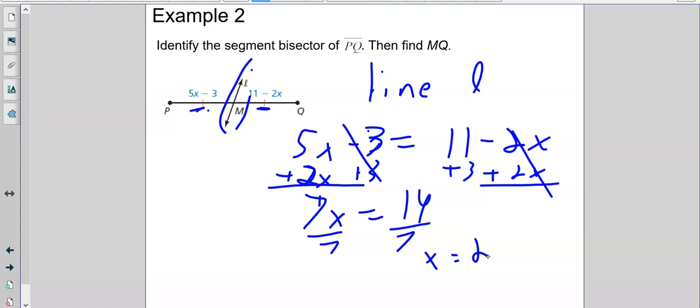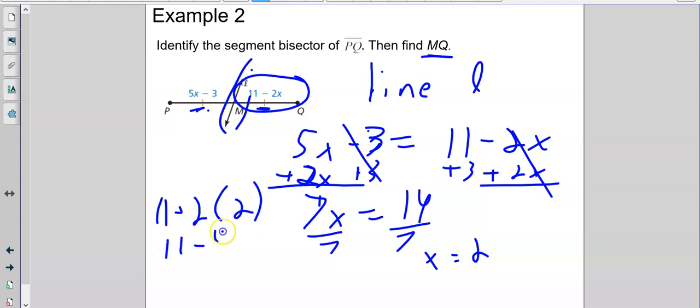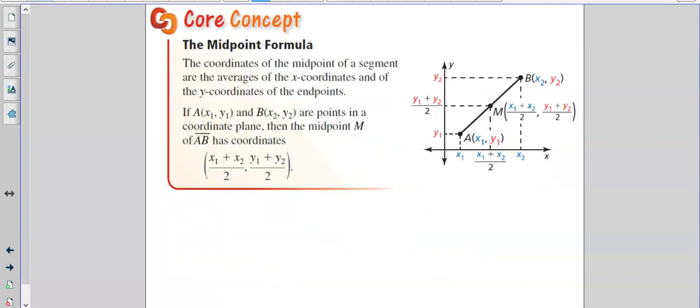Now, once I know x is 2, remember, it's asking me to find MQ, which is this piece right here. Really doesn't matter where I plug it in, but I'm going to plug it into that one. So 11 minus 2x, which we found out was 2. So that's 11 minus 4, which is 7. So MQ is 7. And again, if I would have plugged it in here, 2 times 5 is 10, 10 minus 3 is 7. I would have gotten the same answer because they are congruent. And again, if they would have asked you for PQ, it would have been 14.